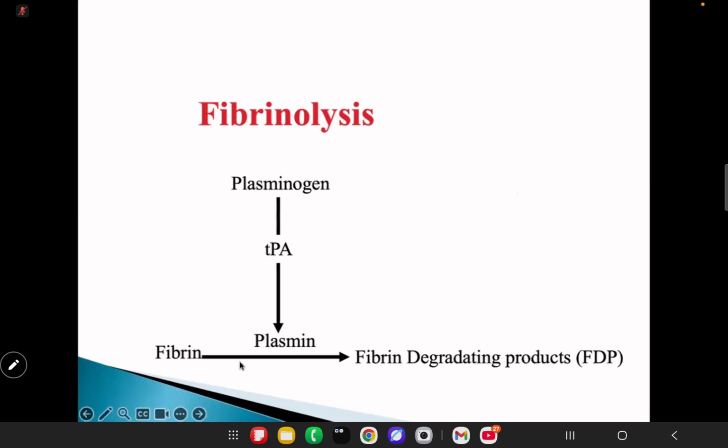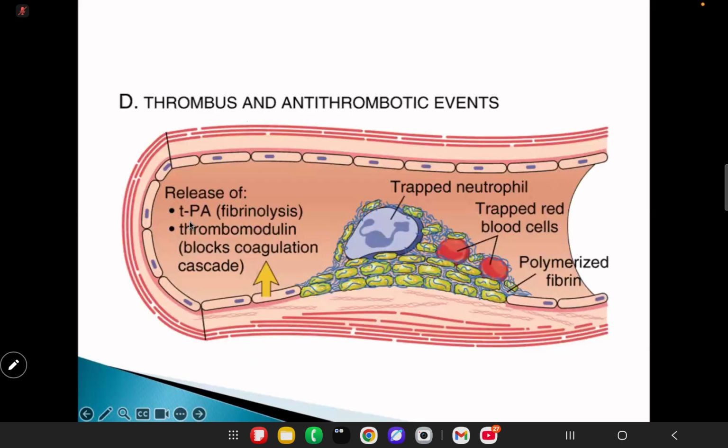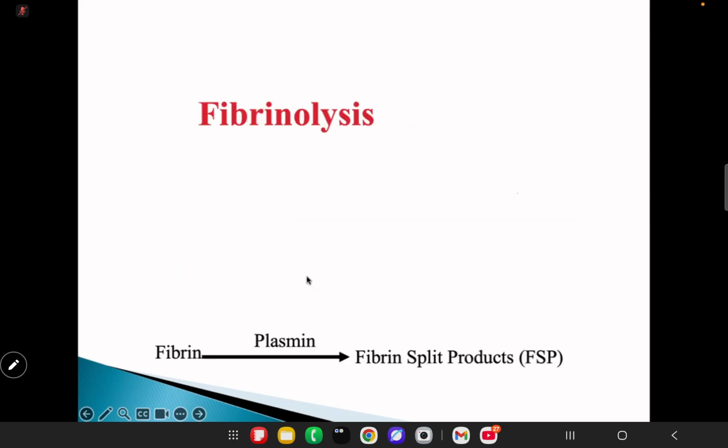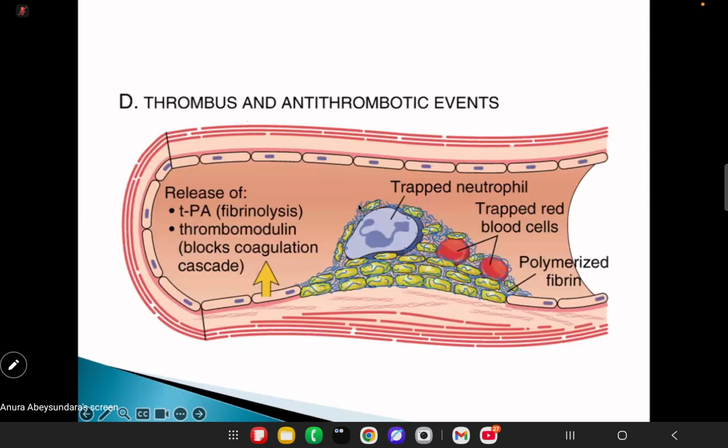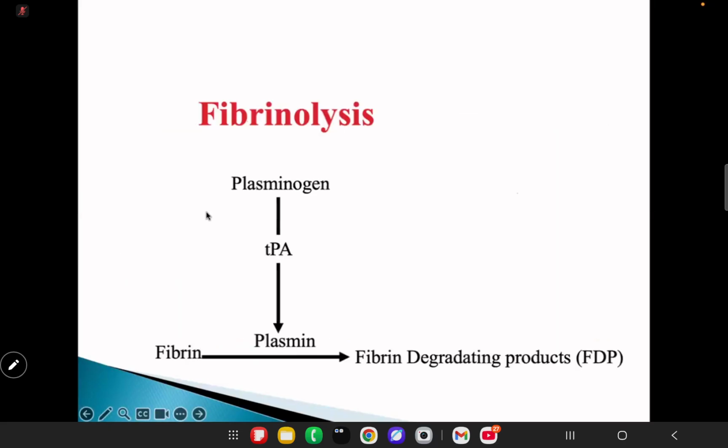What happens then? Plasminogen is converted by the tissue plasminogen activator into plasmin. Now, tissue plasminogen activator is here. You have plasminogen here, and the endothelial cells activate this plasminogen into plasmin, which sits on the clot and eats it. Okay, very simple, right?